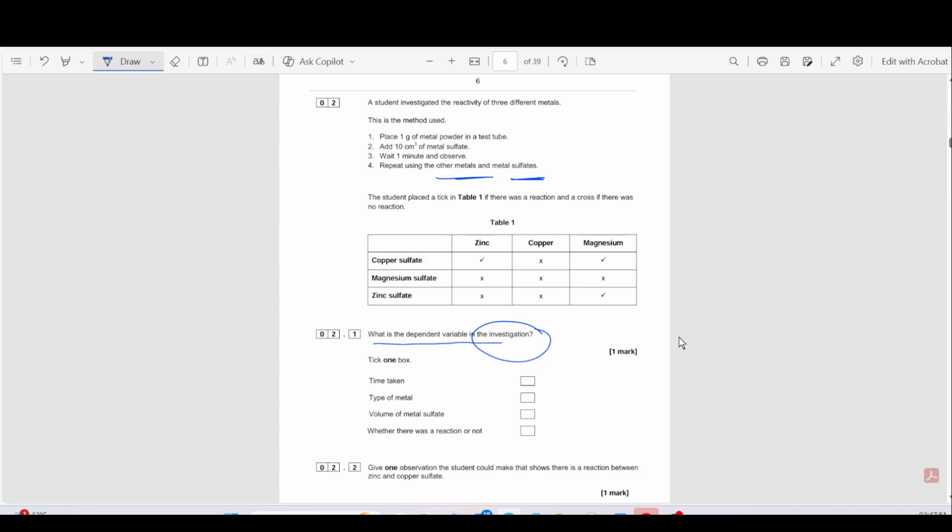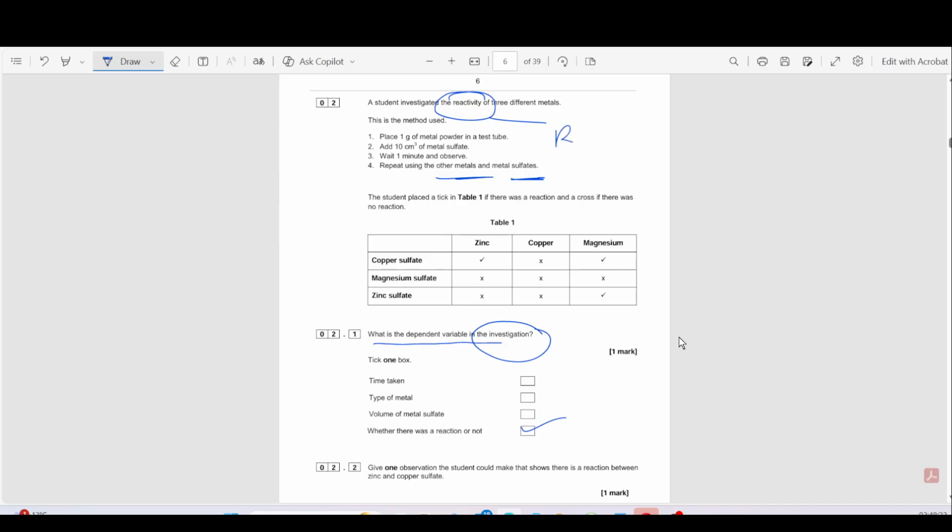So basically, the dependent variable is what you measure or observe in an experiment. That is called the dependent variable. So in this investigation, the student is observing whether a reaction occurs, and there is a tick or a cross you can see after mixing different metals and metal sulfates. That's why we can take this one, because it is asking about reactivity.